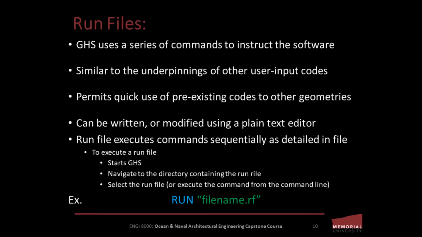To execute a run file, we can start GHS, navigate to the directory containing the run file, and select the run file. Alternatively, we can run a file directly from the command line by typing the command run, followed by an opening quotation mark, the name of the run file, the file extension .rf, and a closing quotation mark.